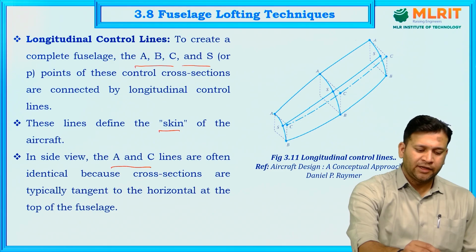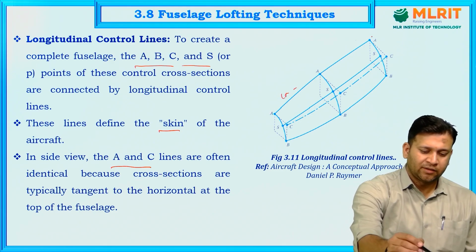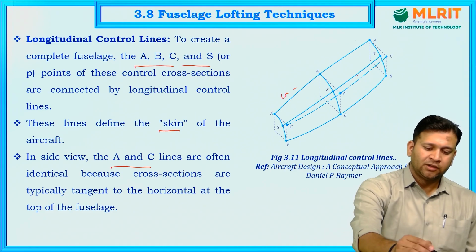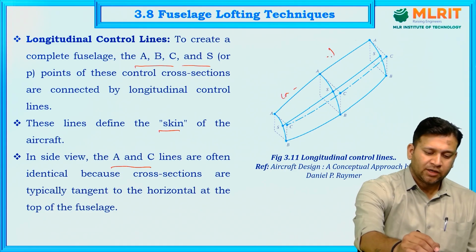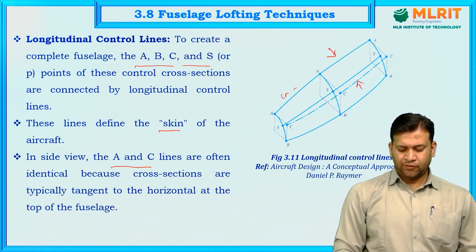See, this is the line A, right? This is the longitudinal control line passing through A, and then we have C. This A and C both will be tangent to each other. It will be identical.